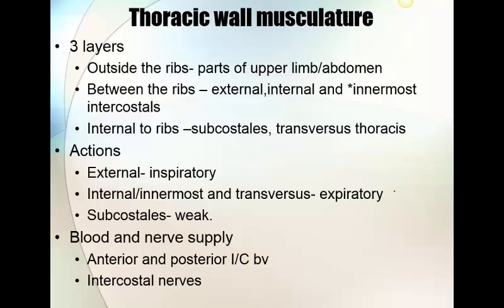The actions: the external intercostals are inspiratory muscles. The internal, innermost, and transversus are expiratory muscles, especially when you have forced expiration. Subcostals are very weak, as you'll see when we look at the images. The main function is to prevent the intercostal spaces from being sucked in during respiration. We look at the blood supply and nerve supply of these muscles. The blood and nerve supply are the anterior and posterior intercostal blood vessels, and the intercostal nerves.